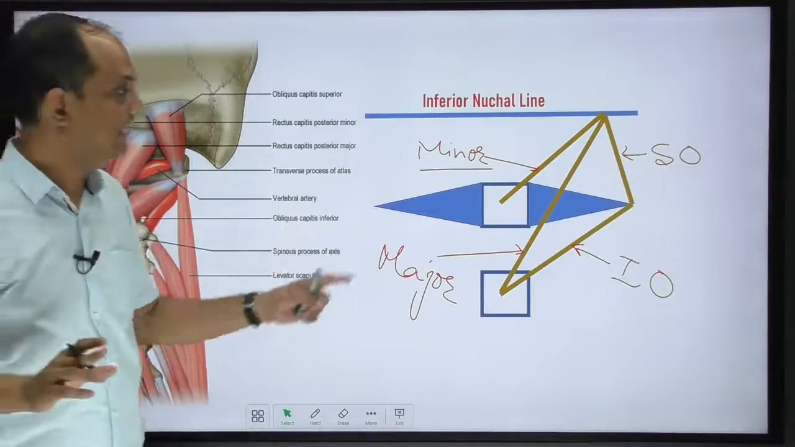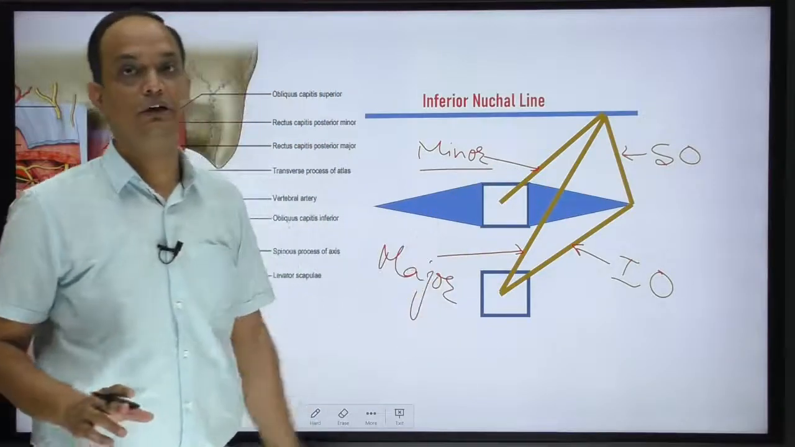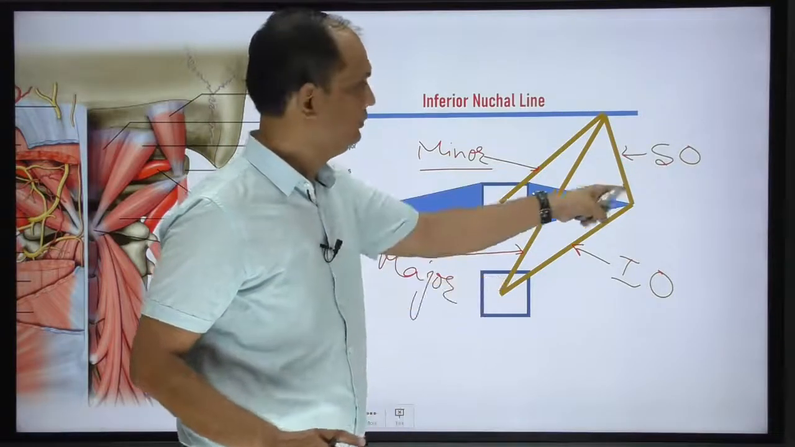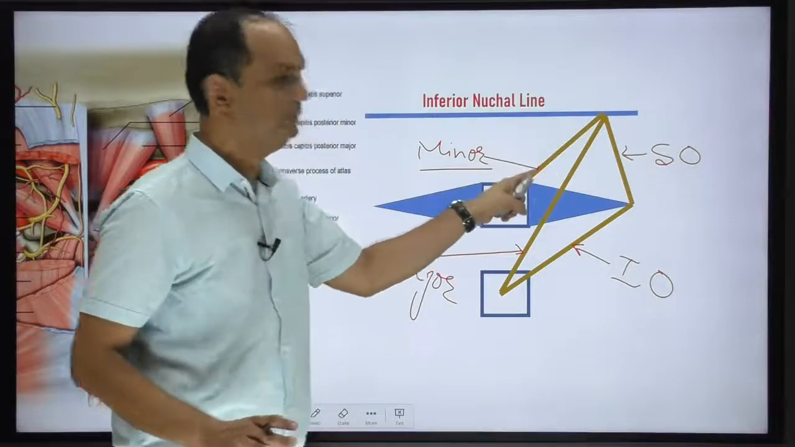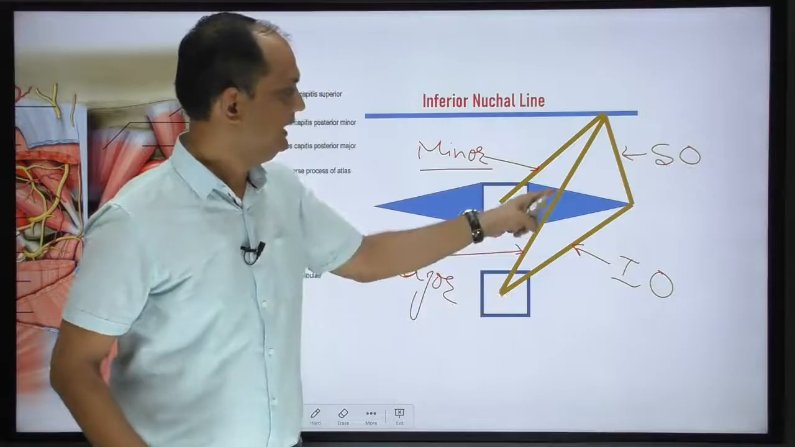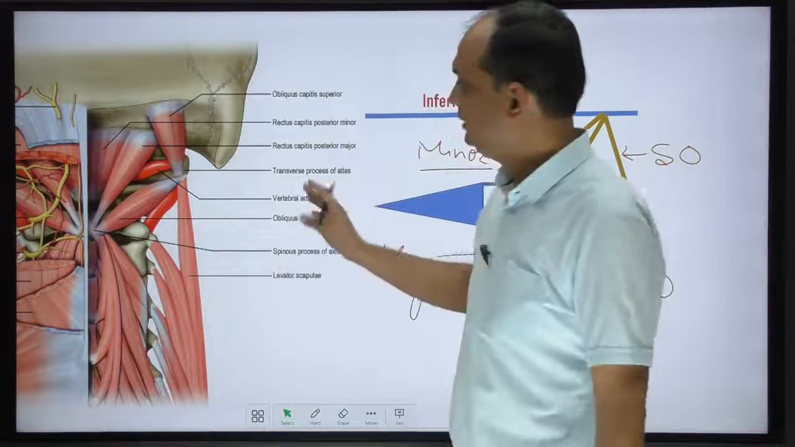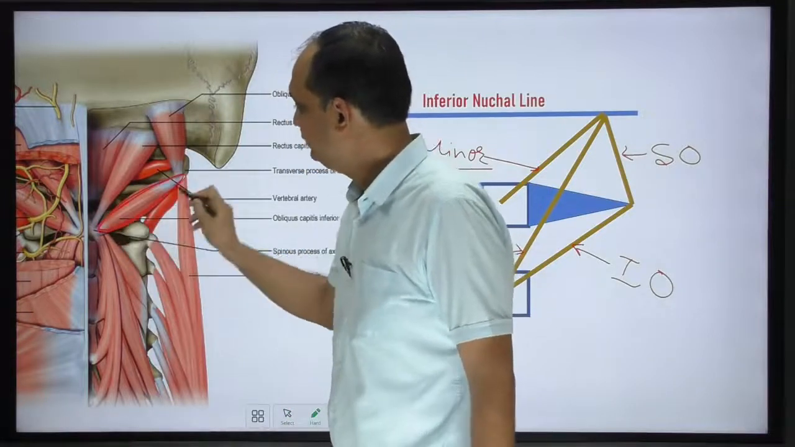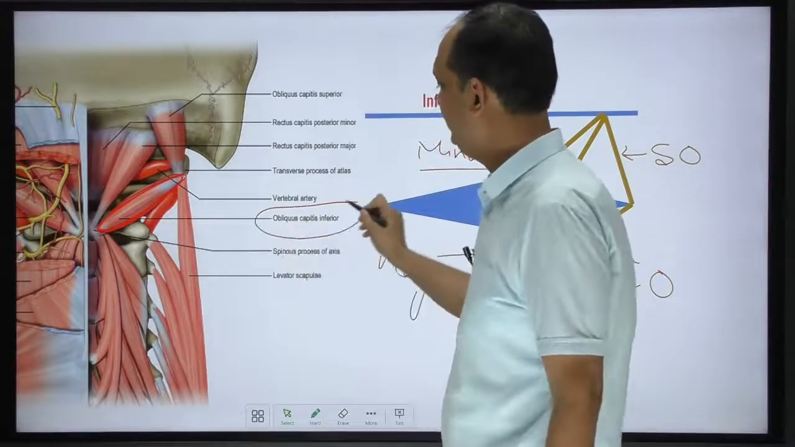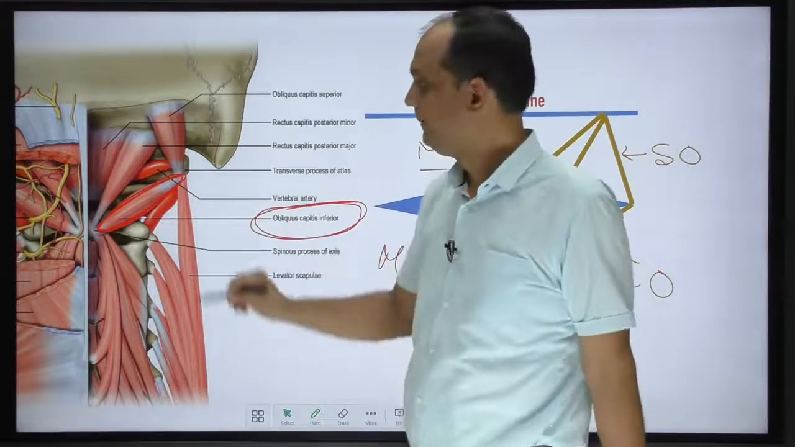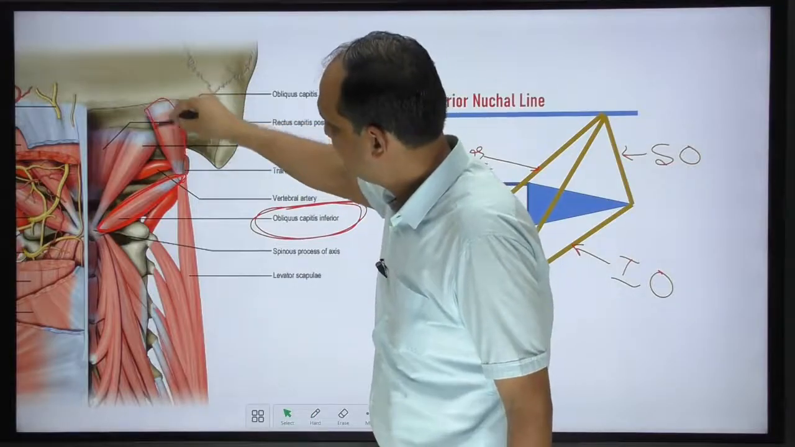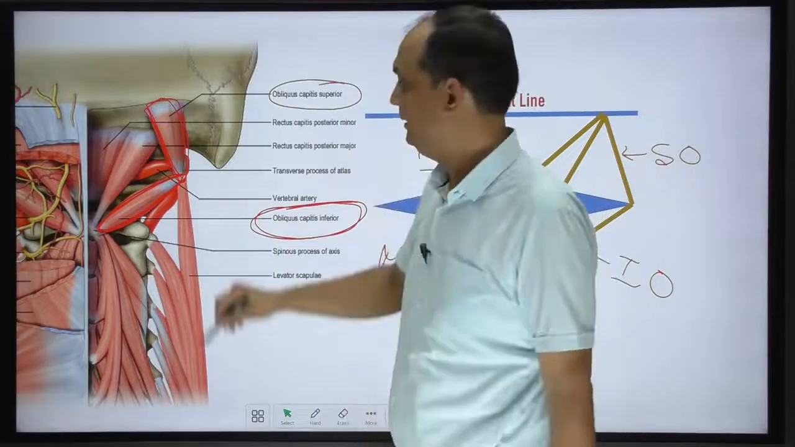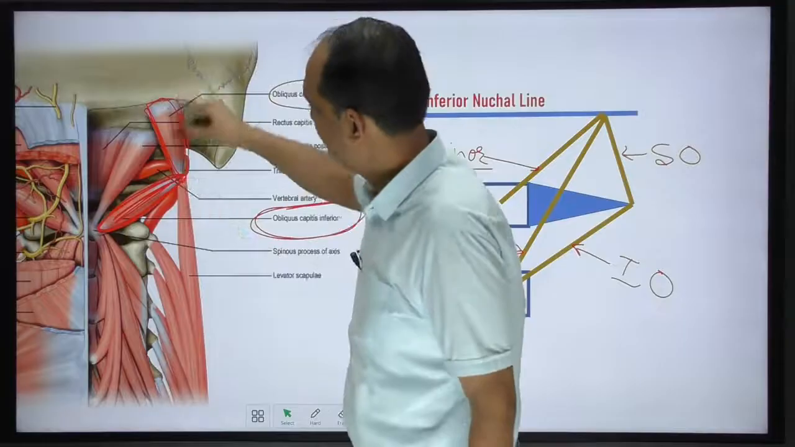First, again, you have to draw these 4 lines. After that you have to label them. How to label? This is the superior oblique, this is the inferior oblique. So these are the 2 oblique muscles. Now we are left with these 2 muscles. The longer one is the major and the smaller one is the minor. Now in this diagram you can appreciate this is the first muscle. This is an oblique muscle, known as oblique capitis inferior. This is the other muscle, known as oblique capitis superior. So this is the inferior one and this is the superior one.